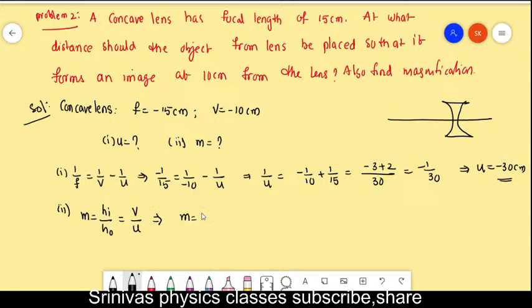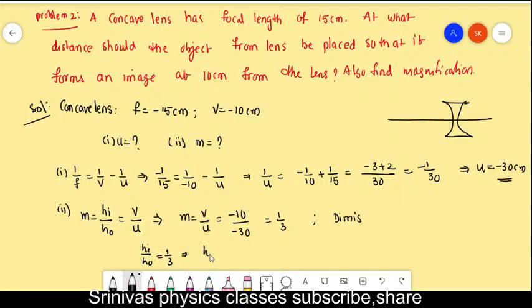And from that magnification formula v by u, you have to use v is minus 10, u we find out that is minus 30, right? That means we got the answer as 1 by 3. That means magnification here it is less than 1. It is 1 by 3. 1 by 3 means it is a diminished image is formed. Diminished means a small size image, height is less than the object. For example, magnification is 1 by 3 means height of image by height of object is 1 by 3.